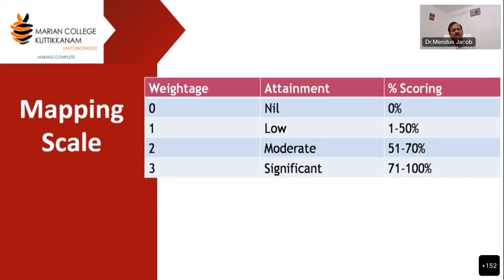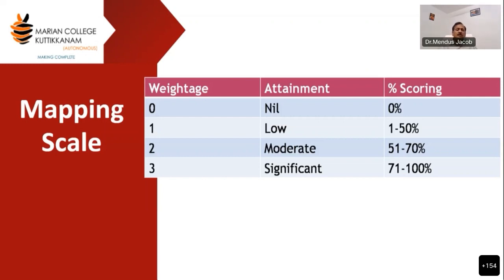And finally, at the end of the program, we will get the final calculation. Now, the mapping scale. You have already gone through this mapping scale, where there may be a weightage of 0, 1, 2, or 3. So this is a 4-point scale. Usually NAAC and the accreditation agencies follow a 4-point scale. If the institution is willing, they can adopt a different scale. They can go for a 5-point scale or something like that. That is not a problem.